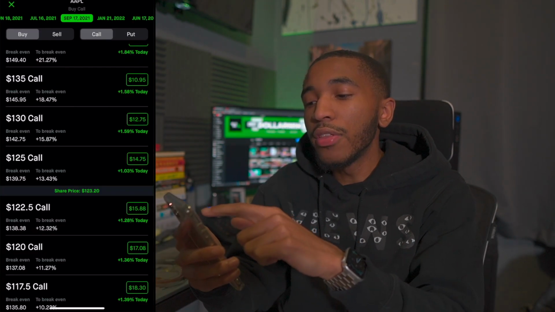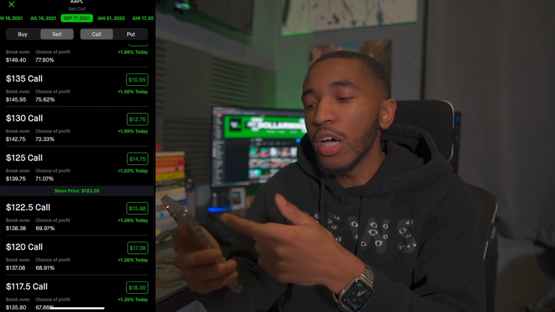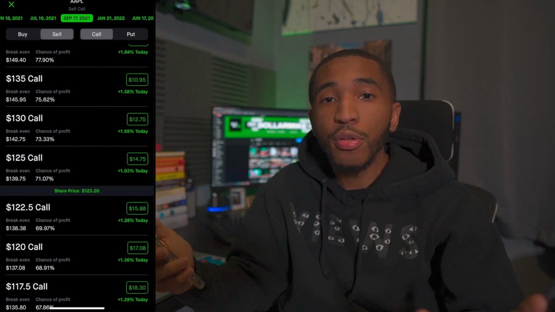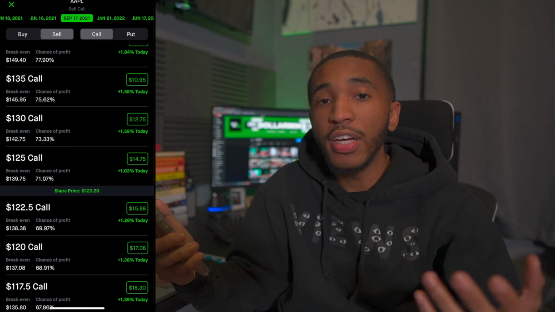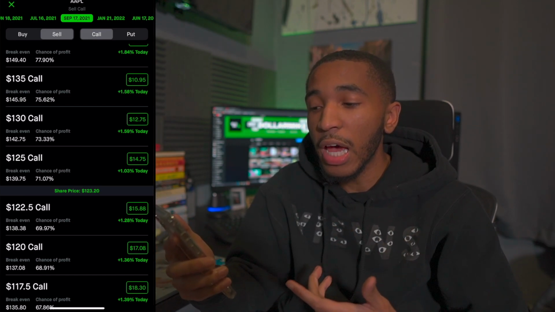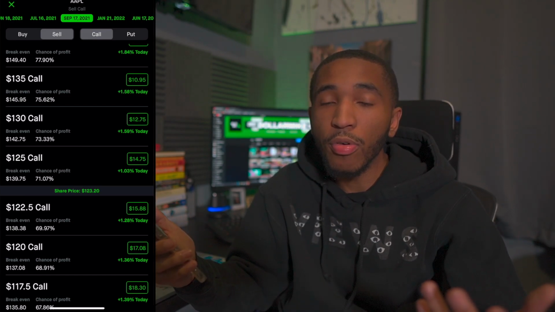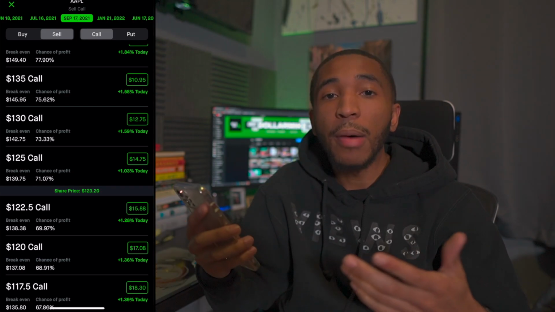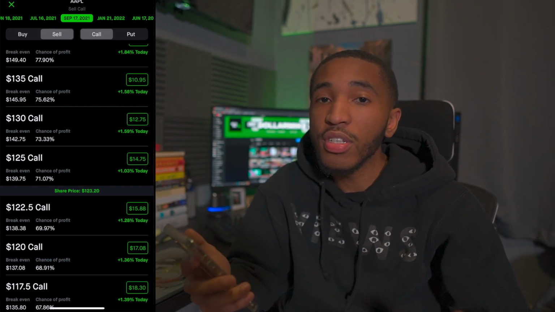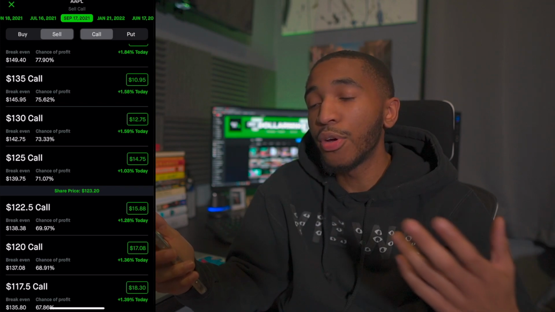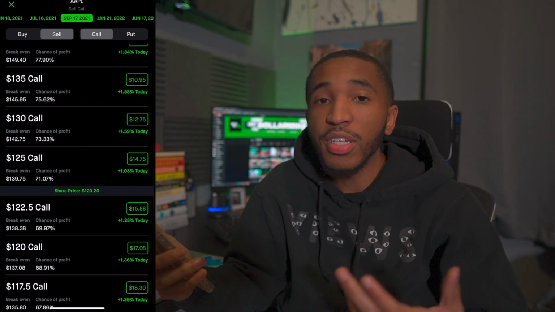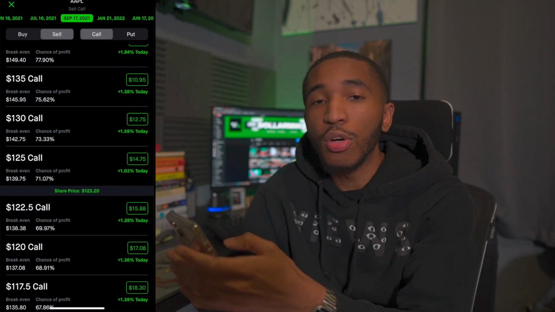If you actually click on the other tab and click on sell, you can also sell a call or a put. Now, you can't do this unless you have 100 shares of that company. So if I don't have 100 shares of Apple, then I can't go and sell Apple options. I'm essentially selling those calls or selling those puts to somebody else on Robinhood. But since I don't have 100 shares of Apple, I simply cannot do that. So I'm going to go ahead and stick with buy.